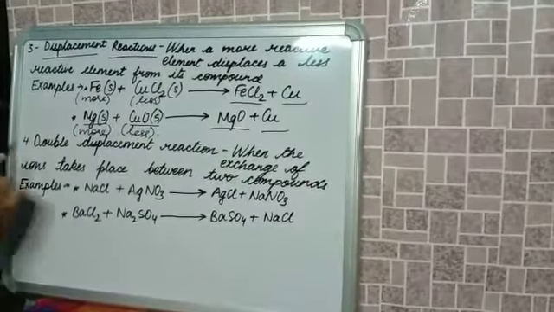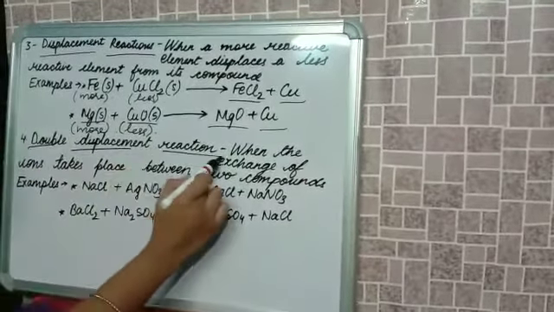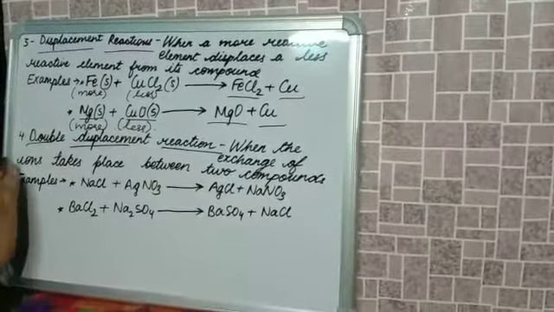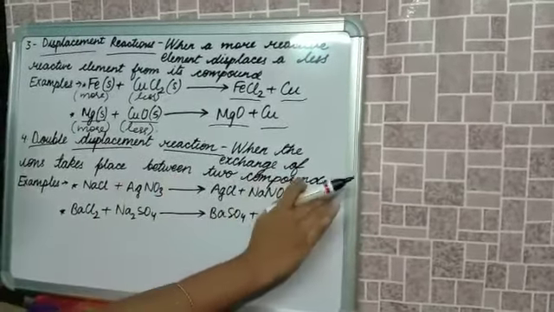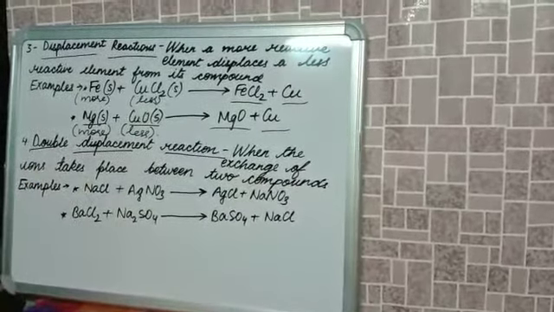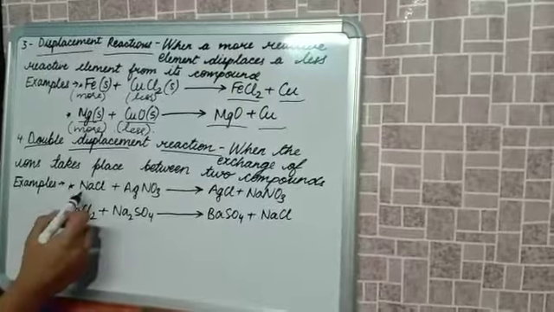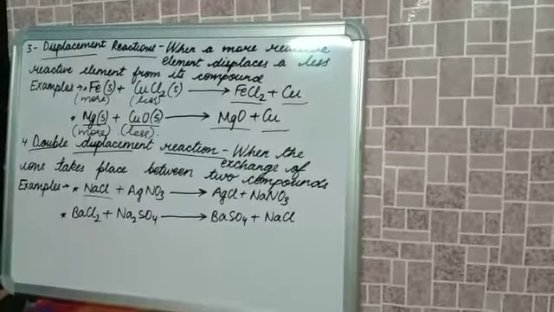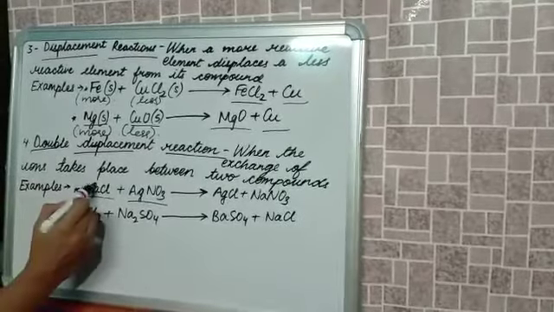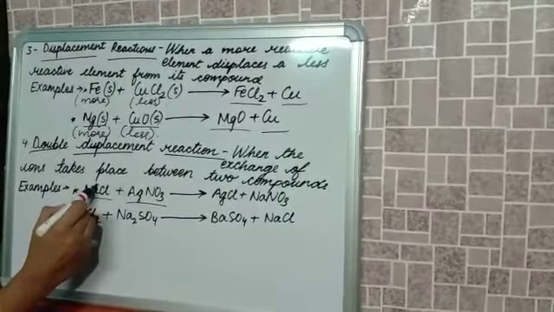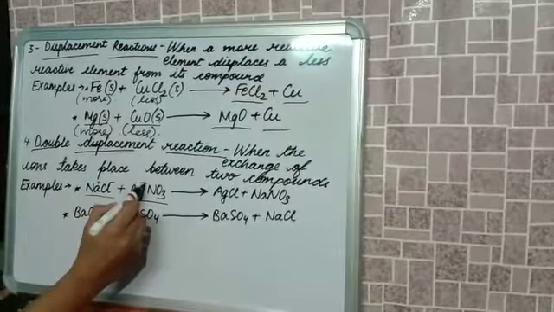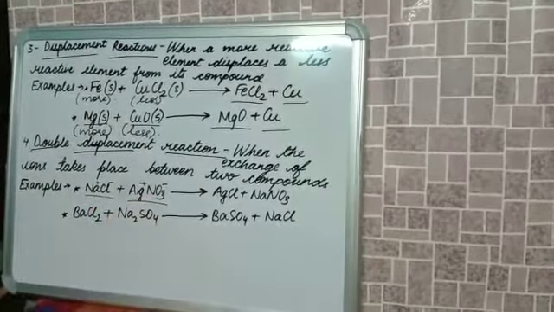Next type we have is the double displacement reaction. When the exchange of ions takes place between two chemical compounds, such type of reaction is called double displacement. Let's see an example like NaCl, that is sodium chloride. It will react with AgNO3. Here you can see NaCl has two ions, Na positive and Cl negative. Similarly AgNO3 has Ag positive and NO3 negative.